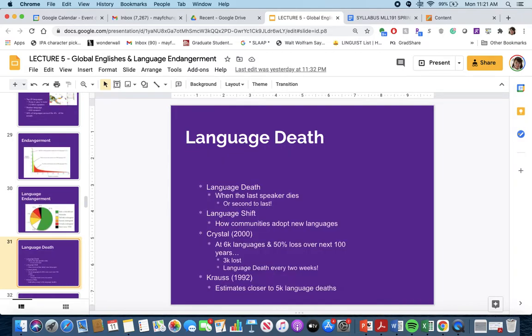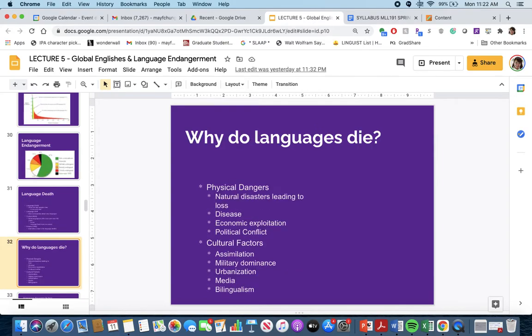So when we talk about language death, this is when the last speaker dies, or the second to last, right? Because if you don't have someone to communicate with in that language, then it starts to die. So languages could shift, in that communities could adopt new languages. And like I said, a language dies every 2 weeks. Cross estimates that there's closer to 5,000 language deaths, and that we've had so many languages die.